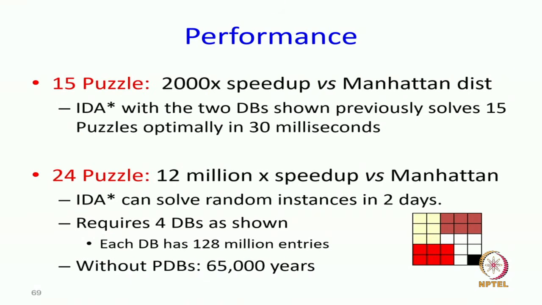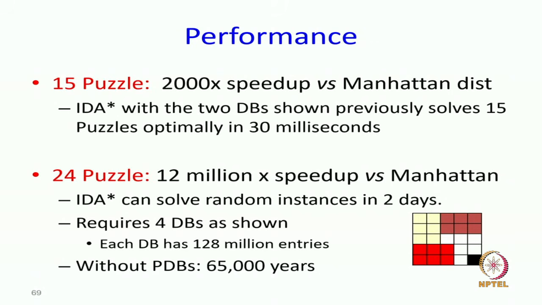This gives you a 2000x speedup versus Manhattan distance. IDA star with the 2 databases shown previously solved 15 puzzles optimally in 30 milliseconds. Maybe it is not counting heuristic computation time. So, that is not fair, but still it is fast.